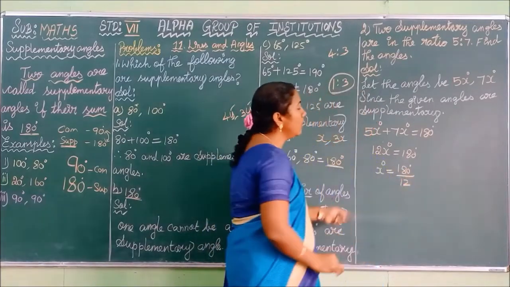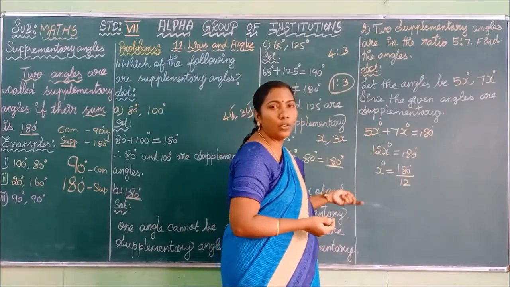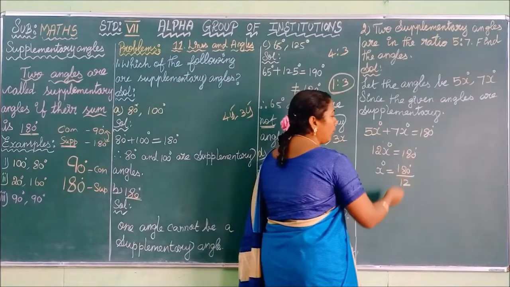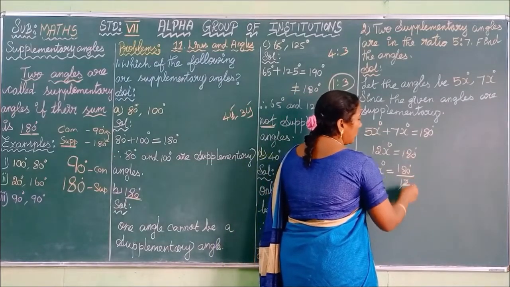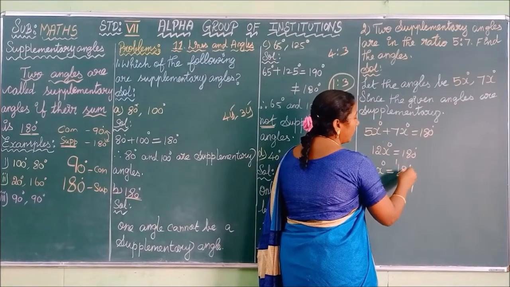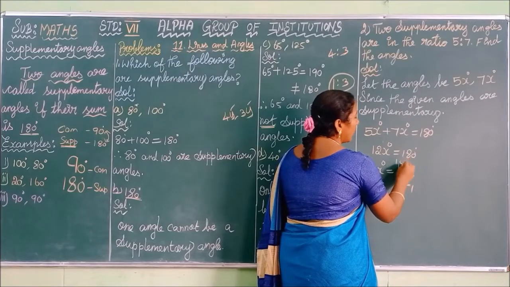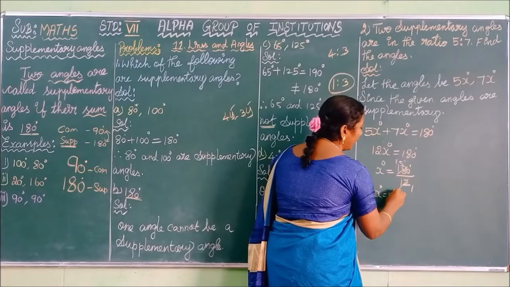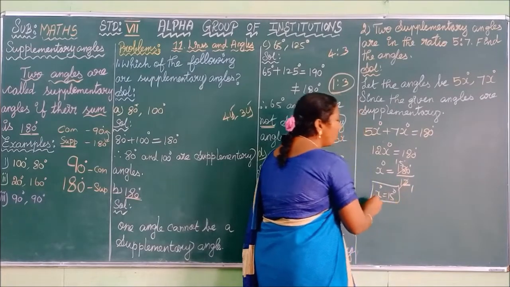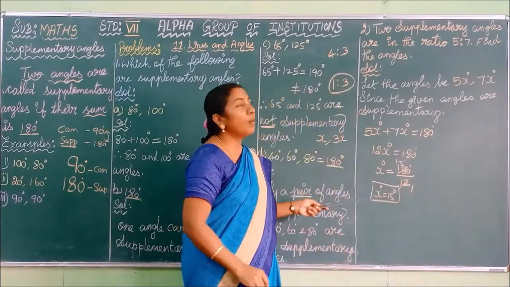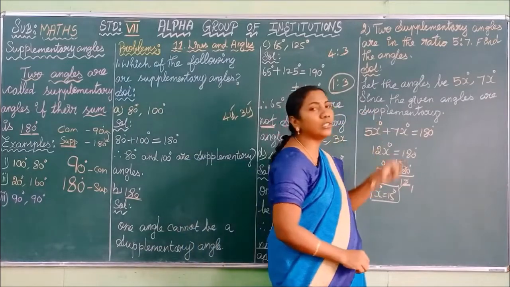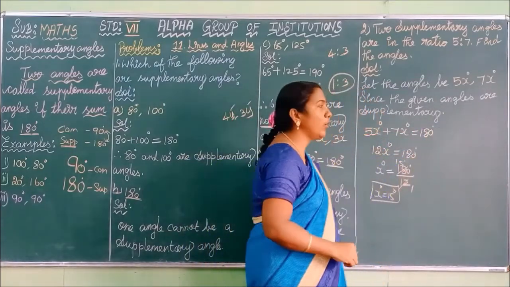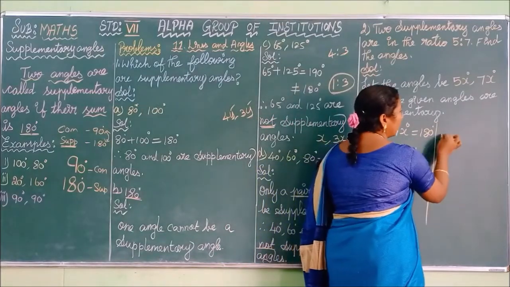We may use the 2 table or 4 table or 6 table to cancel these values. I am using the 12 table to cancel this. 12 ones are 12, 12 fives are 60. So x degree equal to 15 degree. Thus we have found out the value of x. But we have to find the angles. So what are the angles? 5x and 7x. Now we are going to find the values.